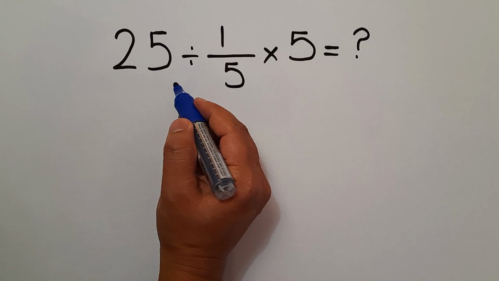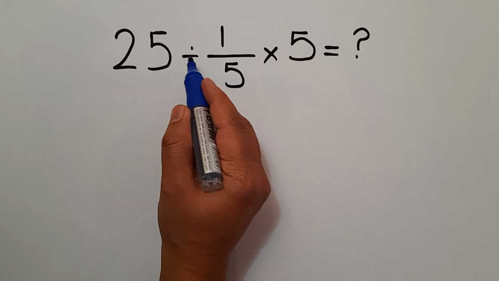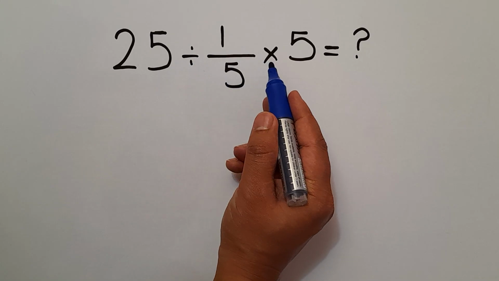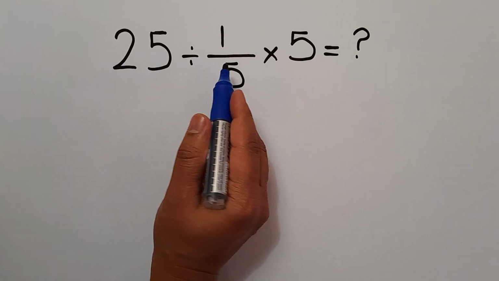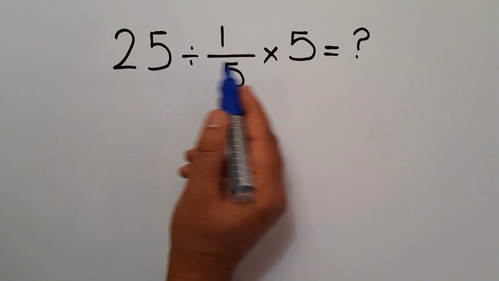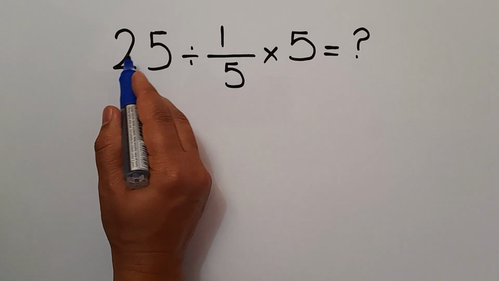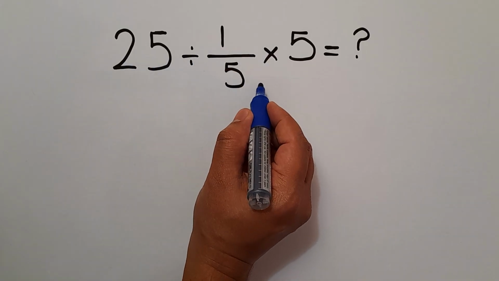According to the order of operations, which is PEMDAS, multiplication and division have equal priority and we have to work from left to right. So first this division and then this multiplication. 25 divided by 1 over 5.